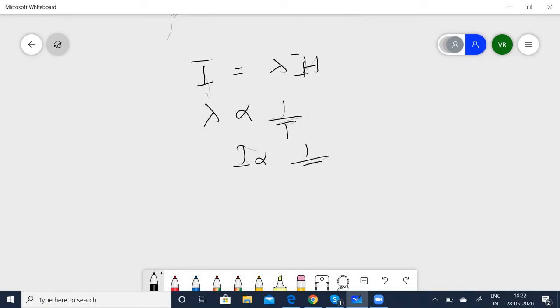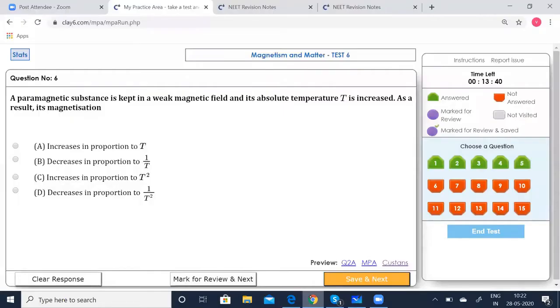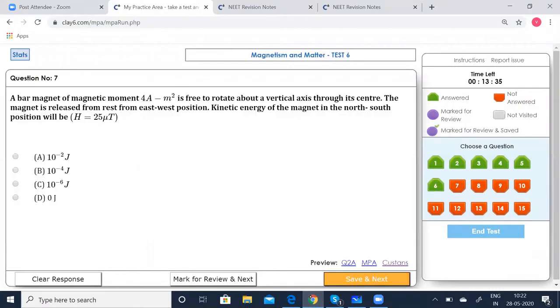Now, magnetization I is equal to lambda H, where, for a paramagnetic substance, lambda is inversely proportional to the absolute temperature T. So from 1 and 2, we get I is proportional to 1 by T. So option B is correct. Save that, go to the next.